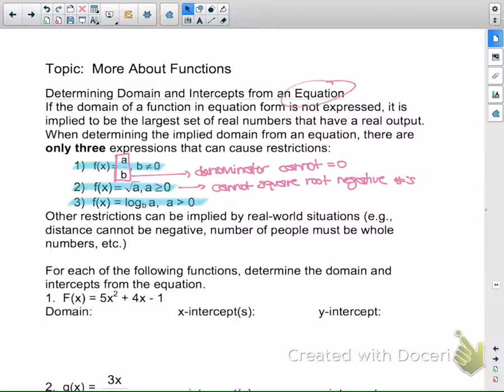So when we're finding domain and stuff from an equation, we can't have a denominator that equals 0, so we look out for fractions. We cannot square root negative numbers, so we look for square root functions. And third, we look for log functions. You cannot take the log of a number less than or equal to 0. So 0 and numbers less than that are problems with logs.